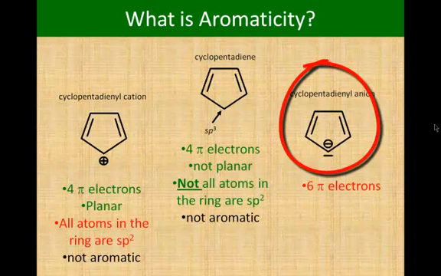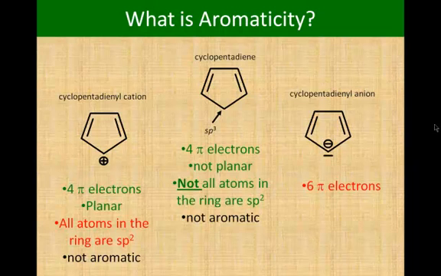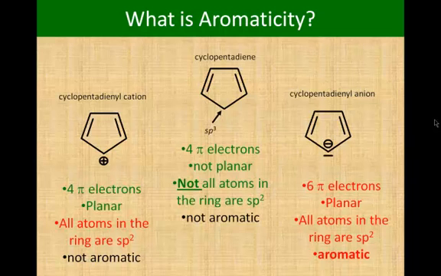The cyclopentadienyl anion has 6 pi electrons, or 3 pairs of pi electrons, so an odd number of pairs, that fits. It is planar. All the atoms in the ring are sp2 hybridized, and that makes the cyclopentadienyl anion aromatic. It may not be immediately obvious to you that the carbanion is sp2 hybridized. However, when sp2 hybridization can result in aromaticity, then that atom will be sp2 hybridized.